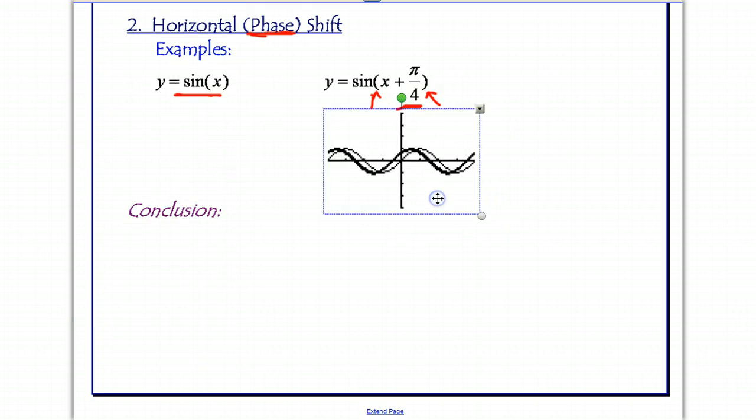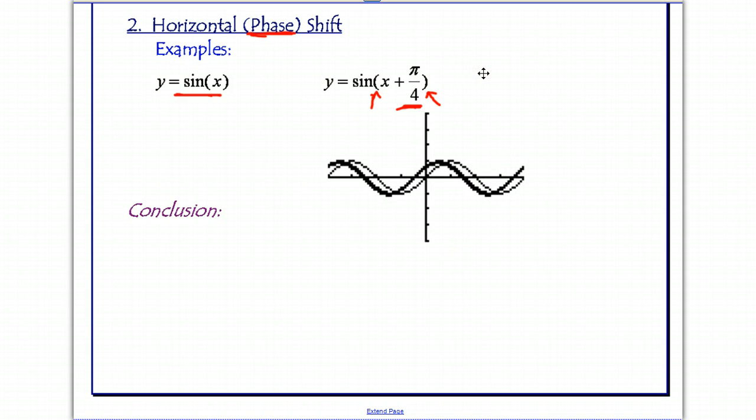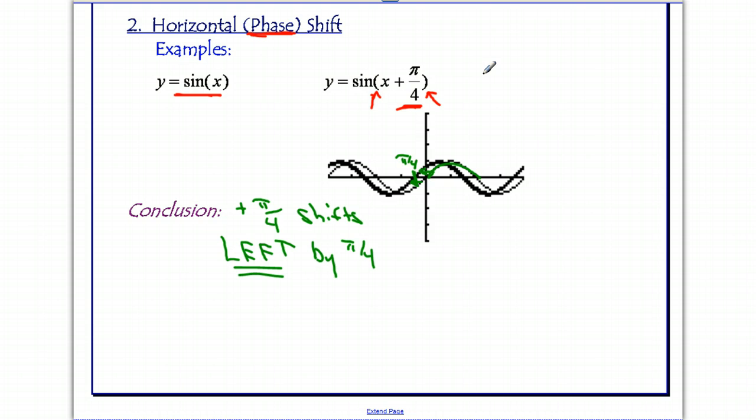It turns out a plus pi fourths takes the whole graph, our regular sine graph is here, and it's shifting it to the left. And right there would be pi fourths. So a plus pi fourths shifts, maybe not the way you were thinking. It shifts it left by pi fourths units. Okay? So it looks like inside the parentheses it's going to shift it left or right. And when it's a plus in there, it shifted the graph to the left.